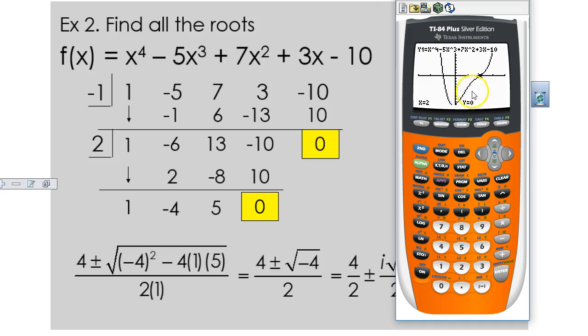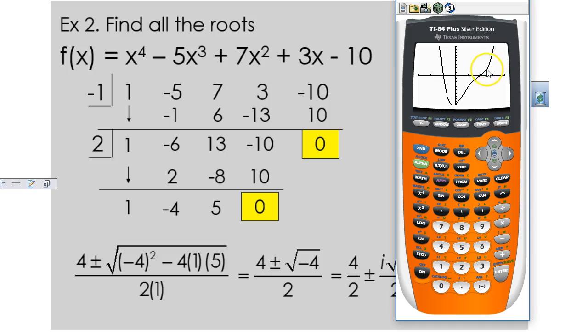I want to show you another place that you can go to look for rational roots that are integers. There is a table of values above graph. You can hit second table. And in this table, you can arrow up and down as far as you want. And what you want to look for are values of x where y is 0. We see that y is 0 at -1 and y is 0 at +2, which matches our graph where it crosses the x-axis.